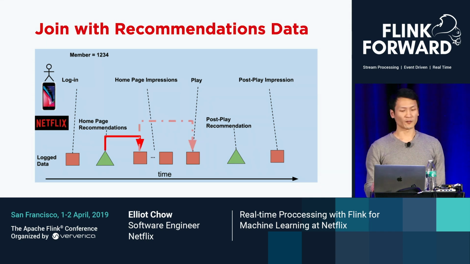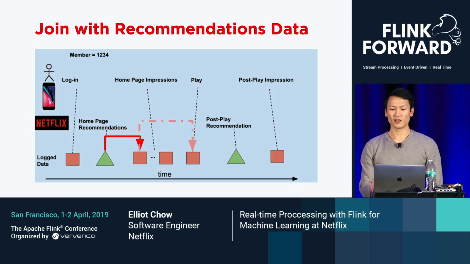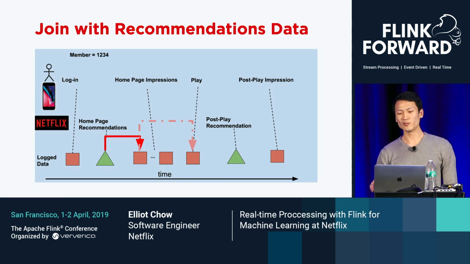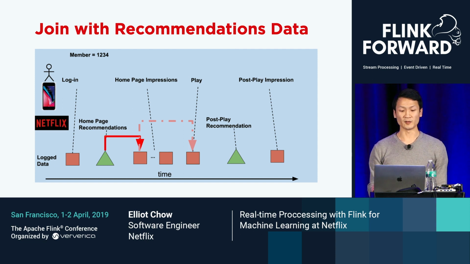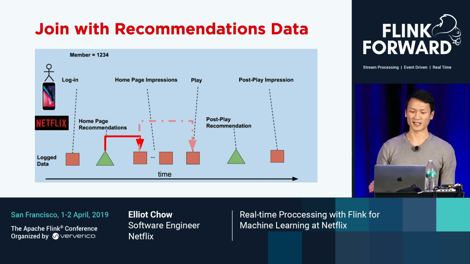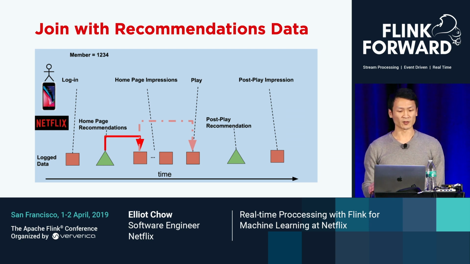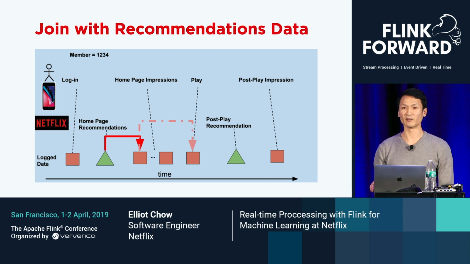To close the loop for machine learning, we need to connect the inputs, so the features of the algorithms, to these outcomes that we define. So for example, once we know that a particular impression led to a play, we also want to know what were the features that we used to decide and to show this particular recommendation.